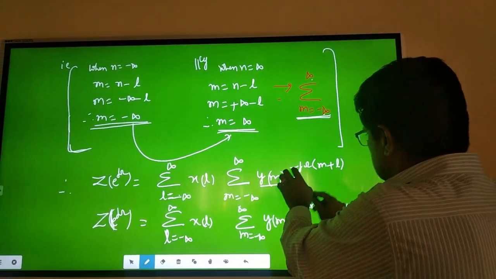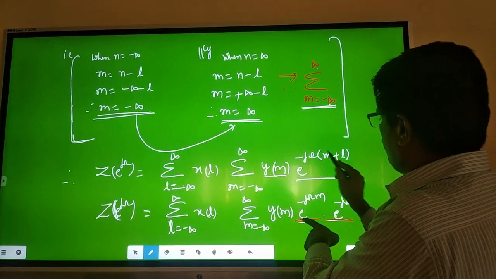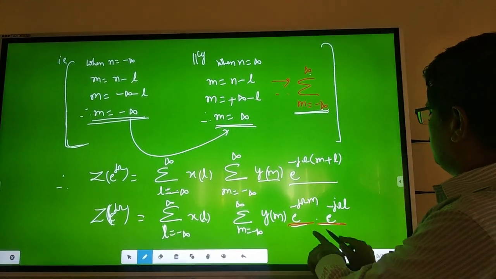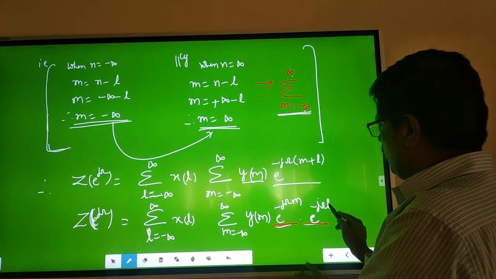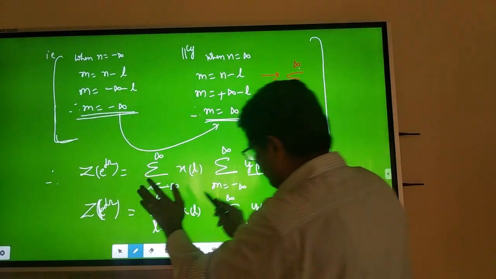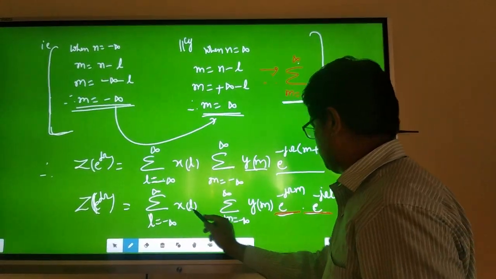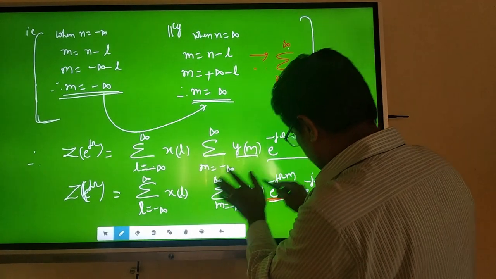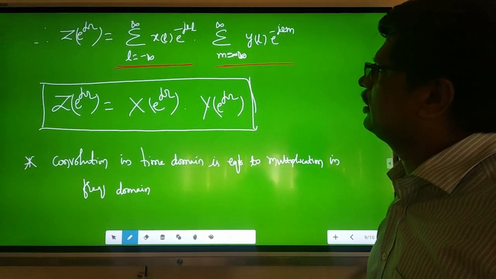Now split this exponential, e power minus j omega m into e power minus j omega l. Now bring this e power minus j omega l into the x of l term, and e power minus j omega m to the y of m term. That's what I do next.